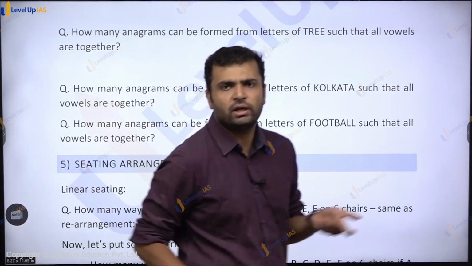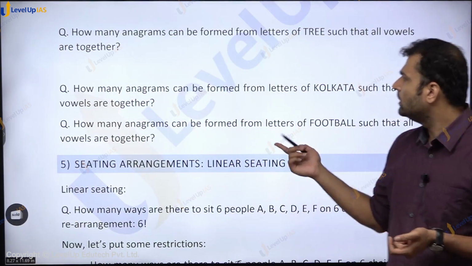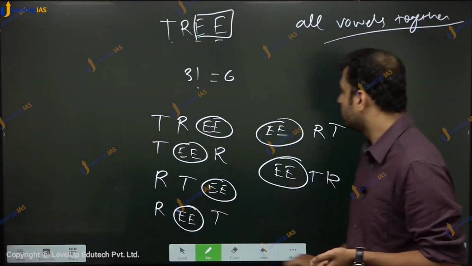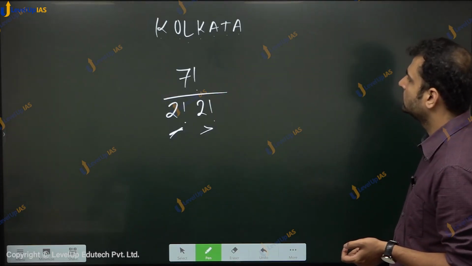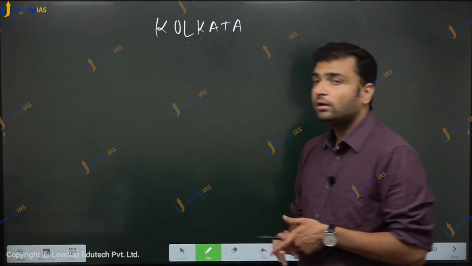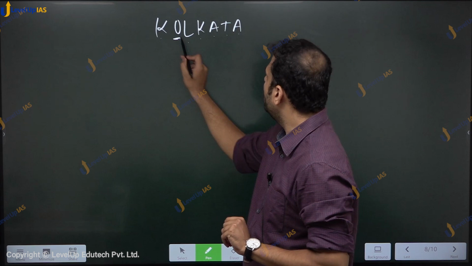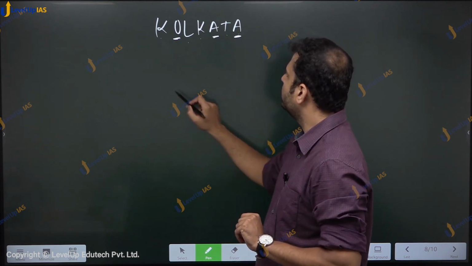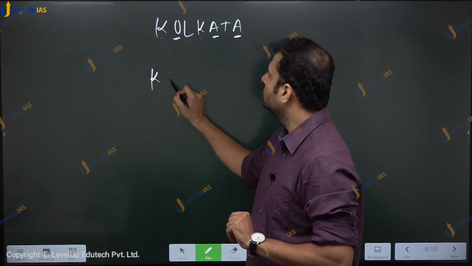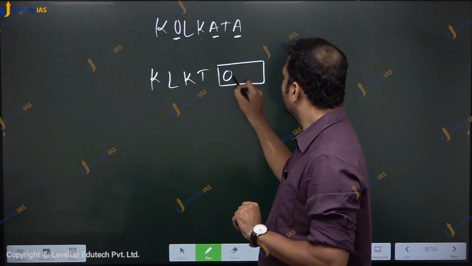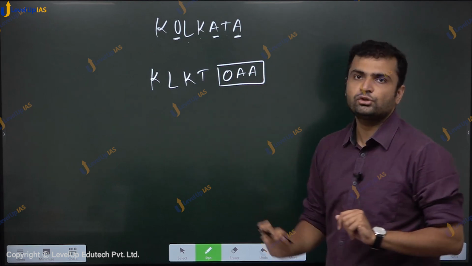Next question, उसका ही थोड़ा सा modification. कोलकाता such that all vowels are together. अब देखते हैं कोलकाता में क्या होता है. कोलकाता है, हमें we want all vowels to be together. Vowels कौन से हैं? We have O, we have A and we have A. So let us club them. We have K, L, K, T, and in a box we have O, A, A. They have to come always together.